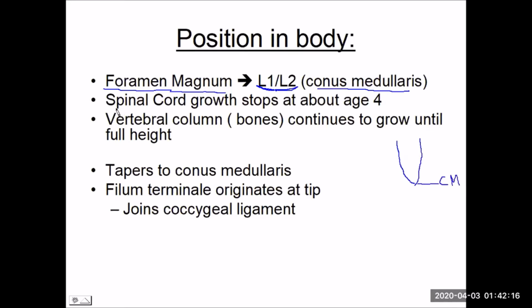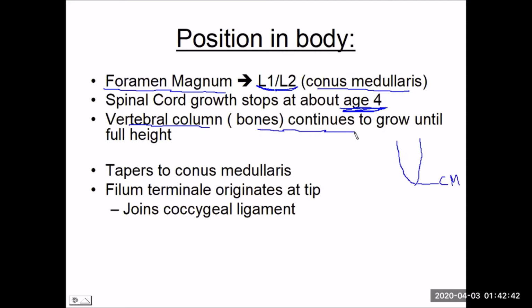So now taking a look at the growth of the spinal cord. It reaches its full length very early in life, about age 4. However, the bones of our vertebrae, so those cervical, thoracic, lumbar, sacral, all of those bones of the vertebrae, well, they have several more years of growth and development beyond age 4.